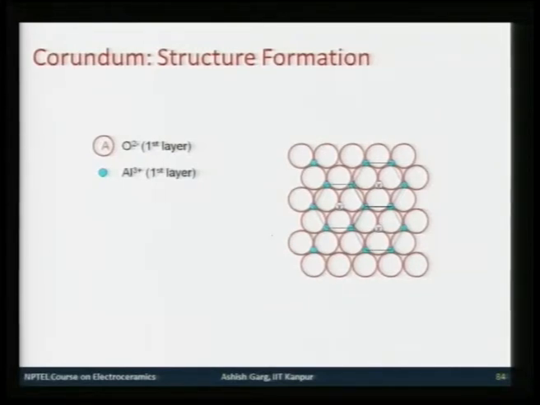So, since you have 1/3 of the octahedral sites empty, these crosses show the empty sites and the other atoms show the filled sites. Now, when the second layer is formed, this vacant site will move from this position to that position in the next layer.